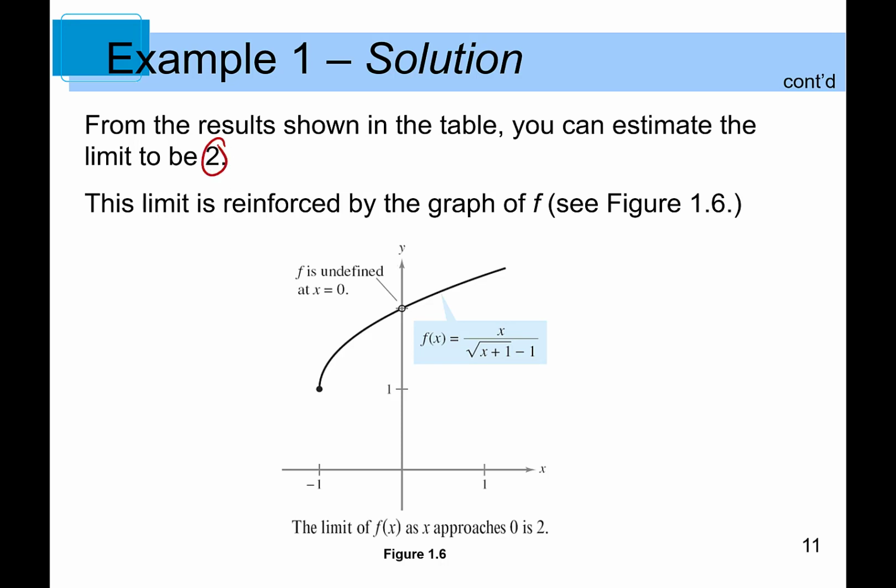Okay, so this limit is reinforced by the graph of f of x. f is undefined at x equals 0. That's why I put a circle there. And at this particular point, this number is 2. On the left-hand side, it is getting closer and closer to 2. On the right-hand side, the number is getting closer and closer to 2 as well. That's why 2 is the limit of f of x as x approaches 0.